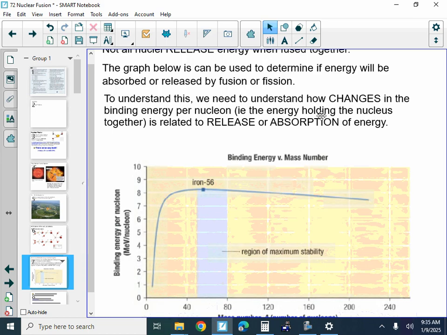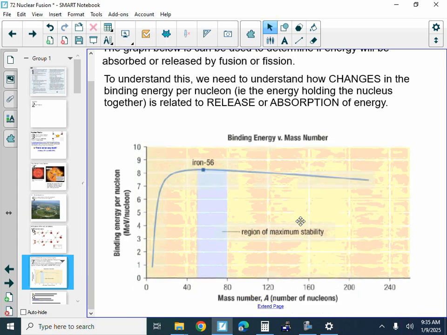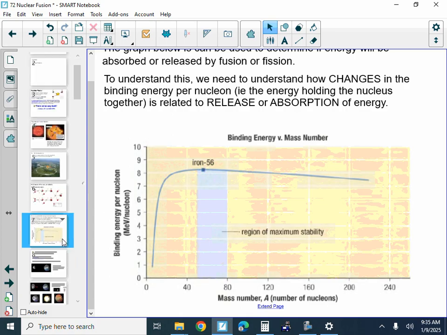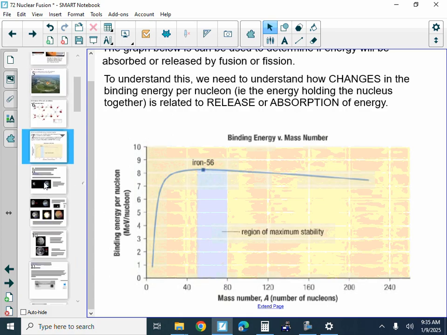So to understand this, we need to understand how changes in the binding energy. Remember, the binding energy is the energy that's holding the nucleus together. So how changing the binding energy is related to releasing or absorbing energy. Because textbooks always just say, oh, okay, so we went to a higher binding energy, oh, so that means we've released energy. But I always was wondering why that was, and I never got a good explanation, and I finally managed to sort of make sense of it. So I'm going to share that with you, all right?